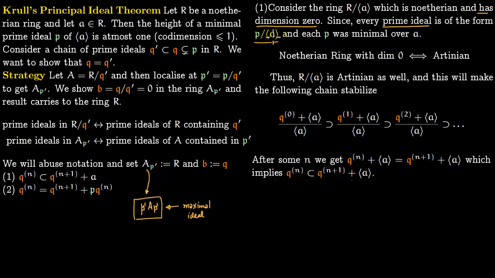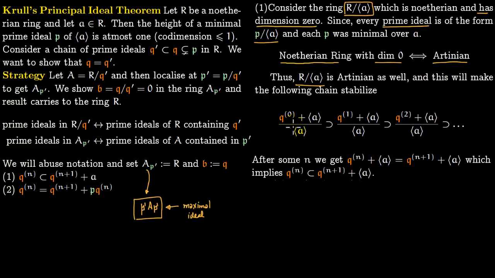So you have a maximal ideal which is also minimal, so therefore dimension is 0. A Noetherian ring has dimension 0 if and only if it is Artinian. So now our ring R modulo a becomes an Artinian ring.